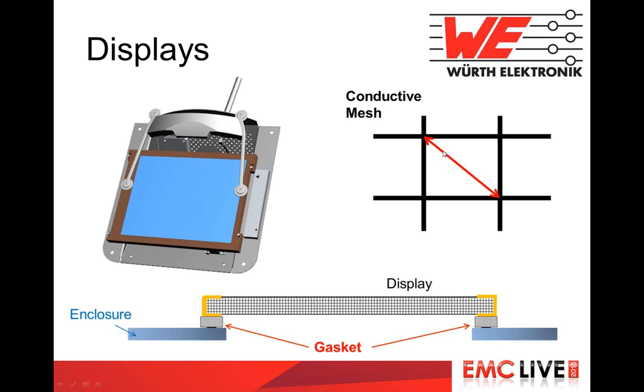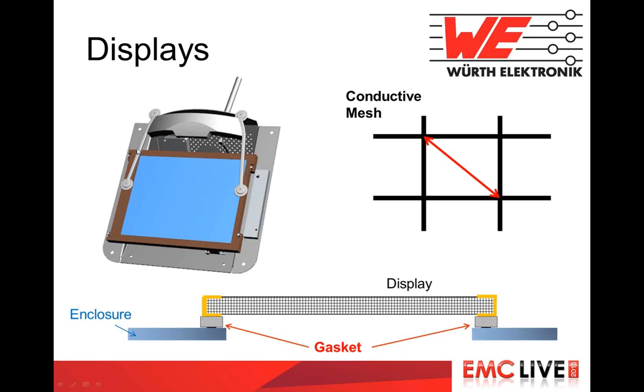The principle of the conductive mesh is similar to the concept we saw before. We just need the mesh to be as small as possible depending on the frequency, and with this structure minimize the radiation. What is critical in displays is how we connect them to our enclosure.